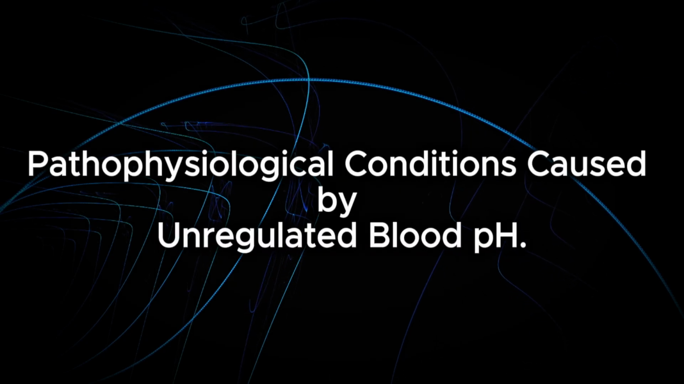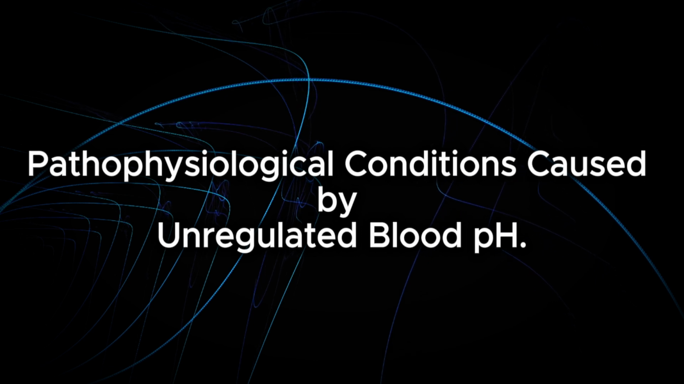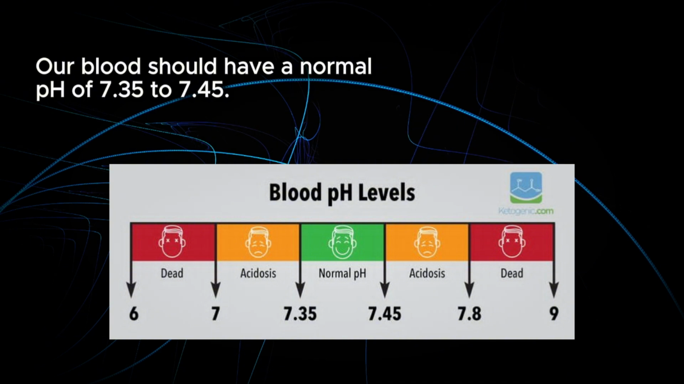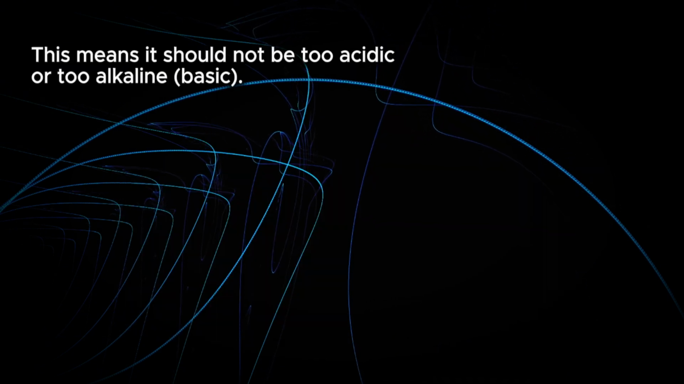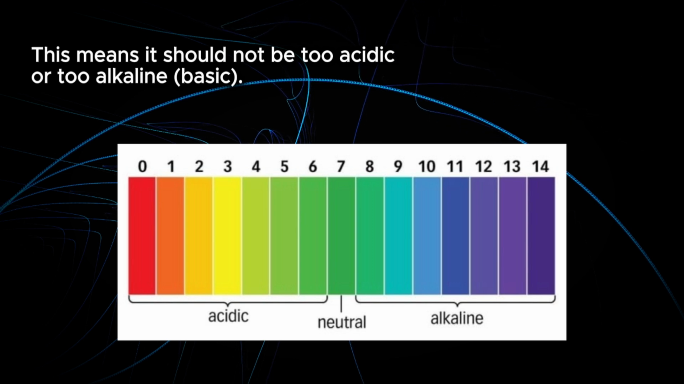Good day everyone. Today I will discuss pathophysiological conditions caused by unregulated blood pH. Our blood should have a normal pH of 7.35 to 7.45. This means it should not be too acidic or too alkaline.